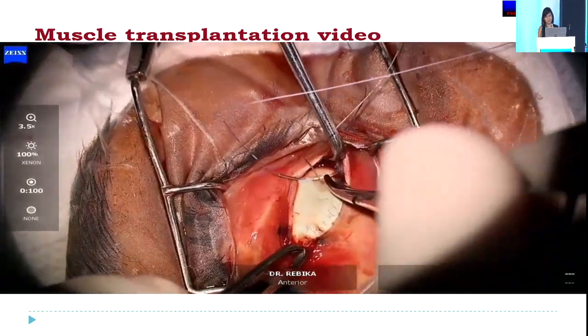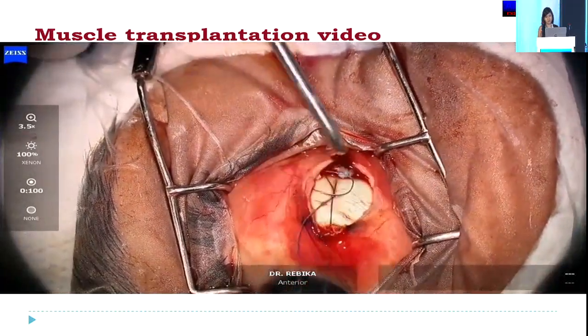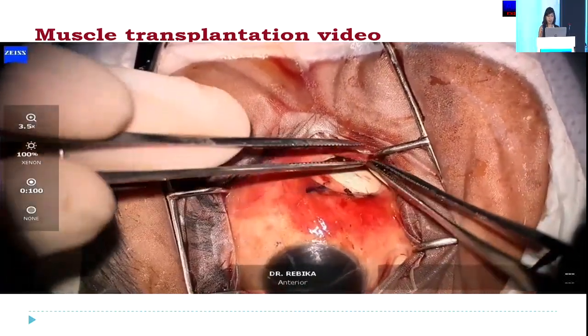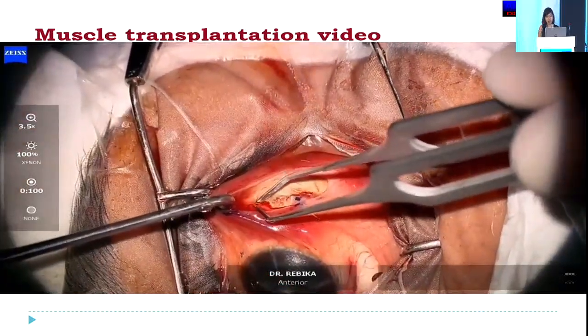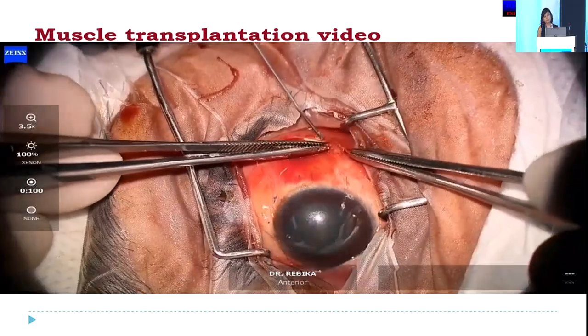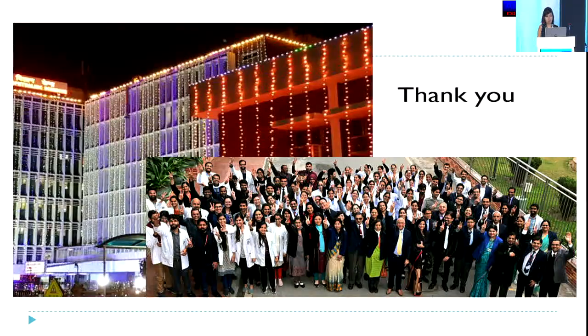So that's how we are passing the scleral sutures. And then you can close the conjunctiva using either glue or Vicryl sutures. So I think muscle transplant is a good option, but you have to dissect it carefully. And in exotropias, since the amount of tissue that's available for transplantation is very less, you have to be careful while dissecting and harvesting the tissue. Thank you.